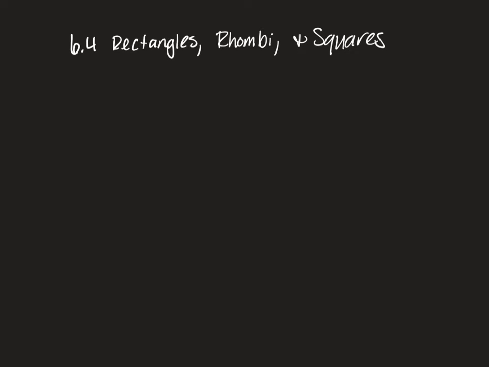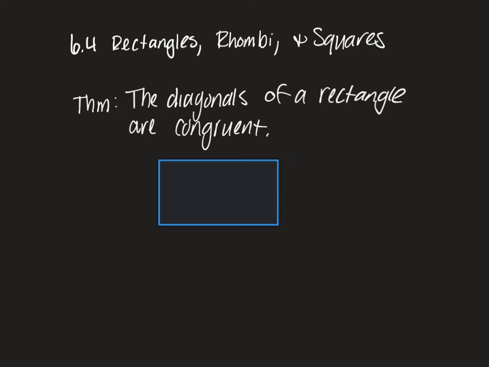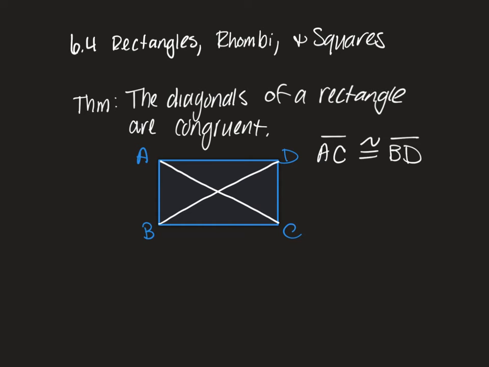So the first one we want to talk about is another theorem that states that the diagonals of a rectangle are congruent. Remember that the diagonals are the lines you draw from one opposite angle to the other. So these two lines are the diagonals. Let's say this is rectangle ABCD, then segment AC would be congruent to segment BD. Those two lines here are the exact same length.